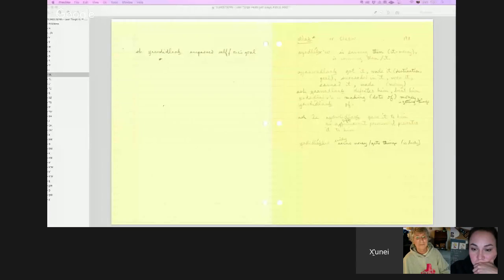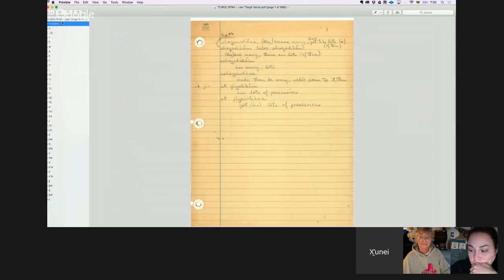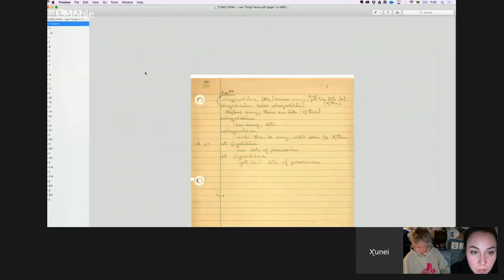So what we decided to do was take a look at this document by Jeff Leer, Tlingit Verbs. You can find it on tlingitlanguage.com. It's a pretty big document. So here's the beginning. It starts out with ha. Right, so here's page 1.